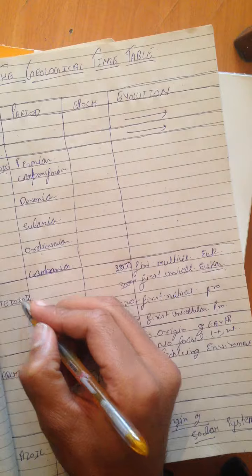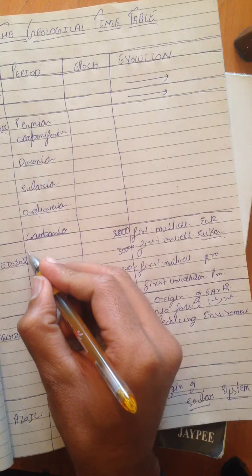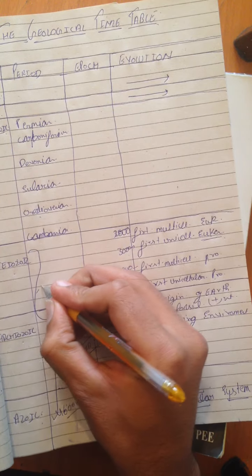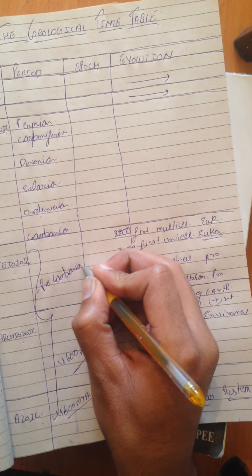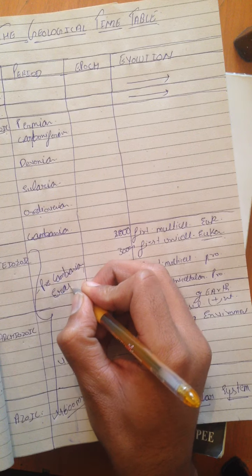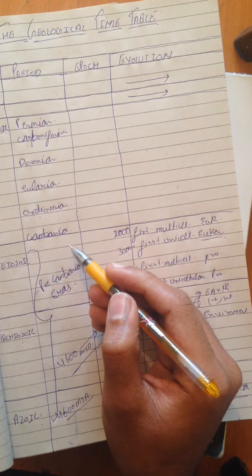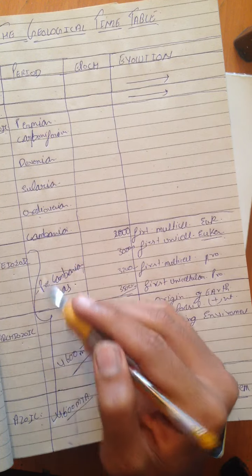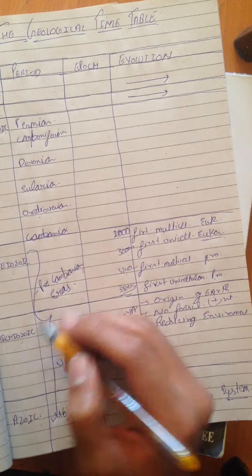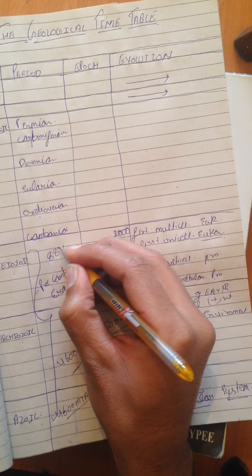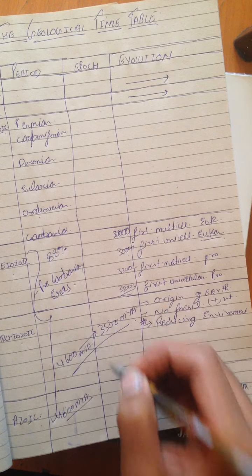Then these three, Proterozoic, Archaeozoic, and Azoic, are also called pre-Cambrian eras. Why are they called pre-Cambrian? Because they occur first, as the Cambrian period occurred after. That is why they are called pre-Cambrian eras. The pre-Cambrian eras contain 88% of the whole time, that is from 4,600 million years ago till now.